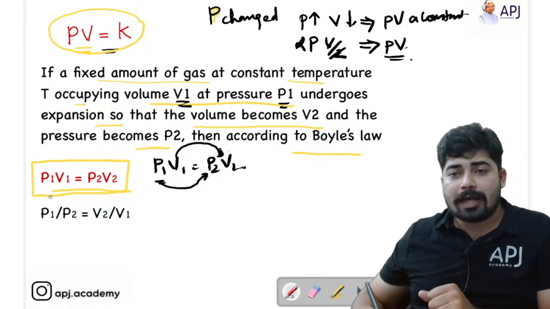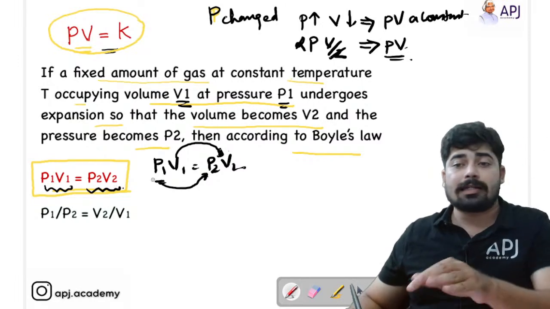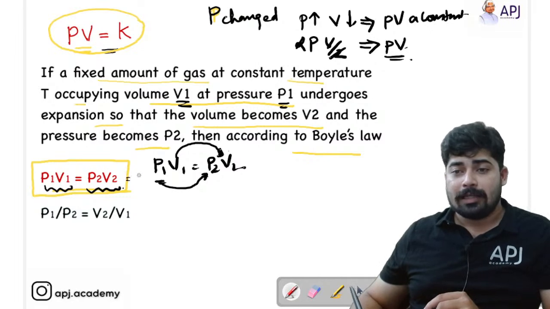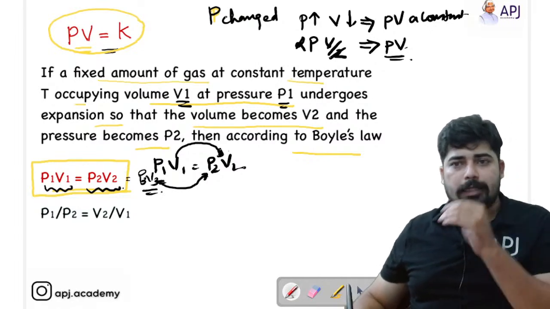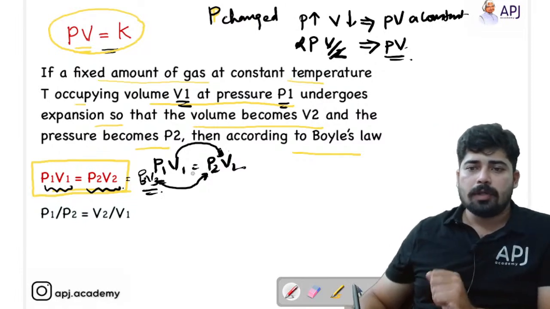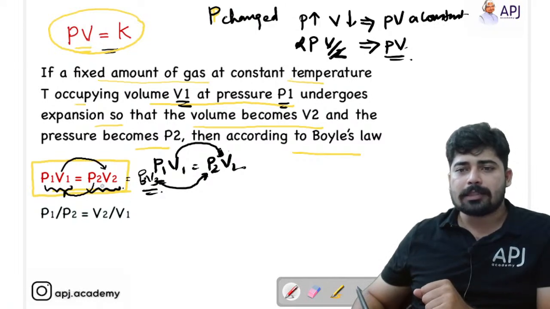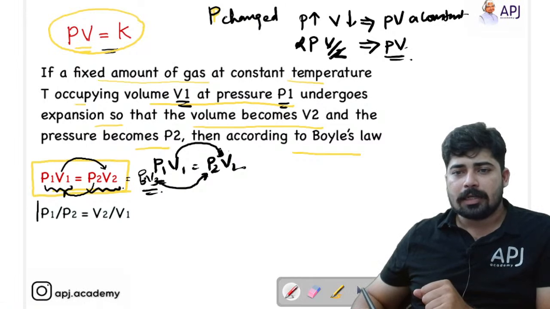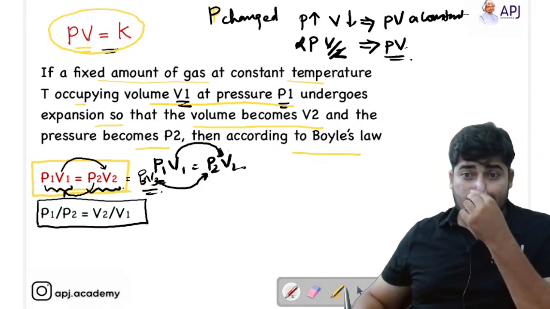So the total value of P1 V1 will always be equal to P2 V2. If we have another condition, that is the third condition, then obviously we can say that it will be equal to P3 V3. So this is what it means by PV equal to K. From this relation we can take this P2 to LHS and bring this V1 to RHS. We will get a new relation that P1 by P2 is equal to V2 by V1. Okay, that's the new relation.